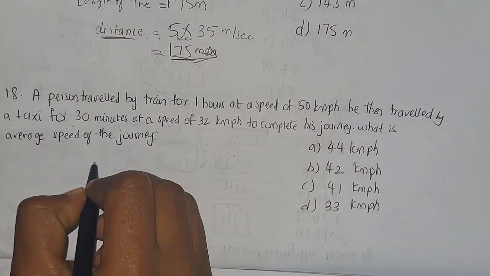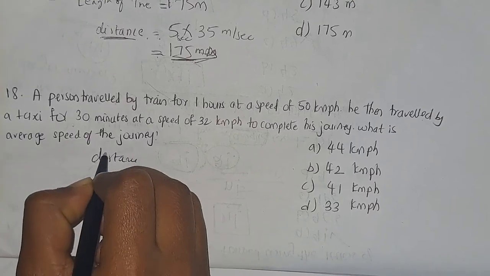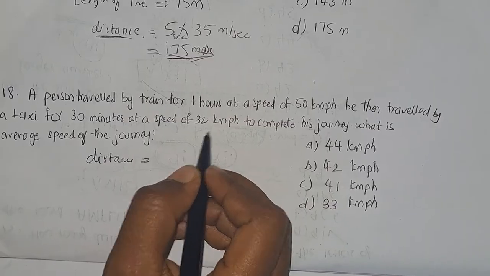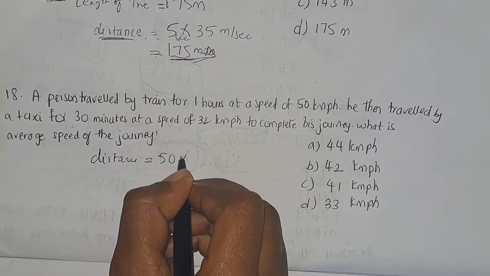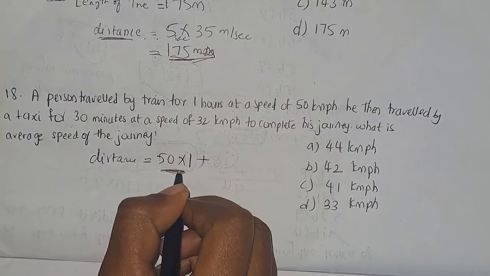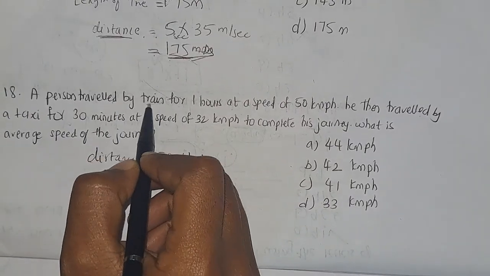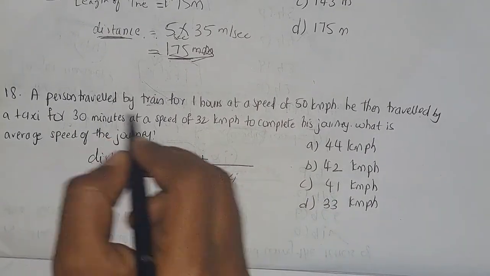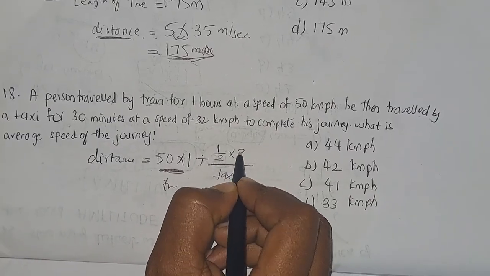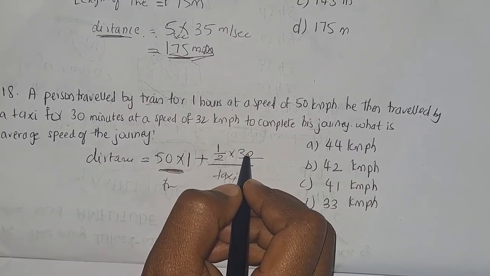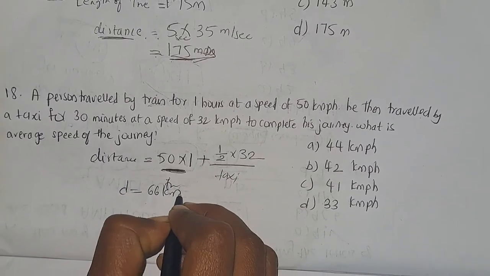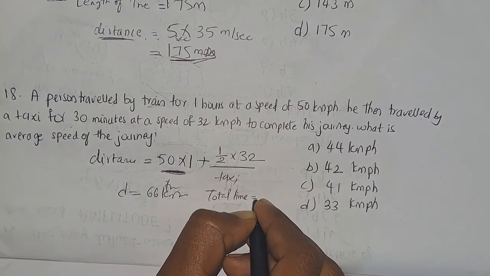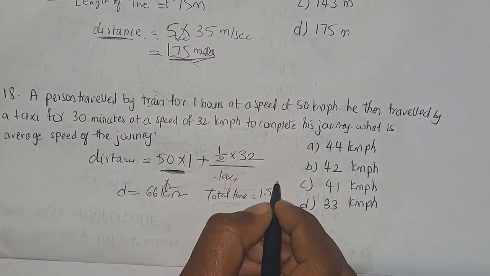So here let us find out the distance first. Distance is speed into time. Here speed is 50 and time is 1 hour. So this is the initial distance traveled by train. Okay, this is the distance traveled by taxi, which is for half hour into speed 32. So you will get the distance. So here distance is 66 kilometers and the total time is 1 hour plus 30 minutes, that is 1.5 hours.